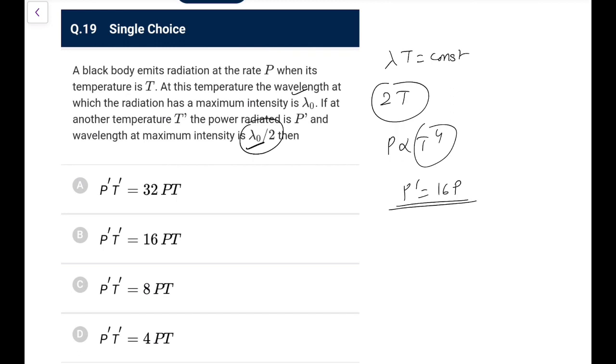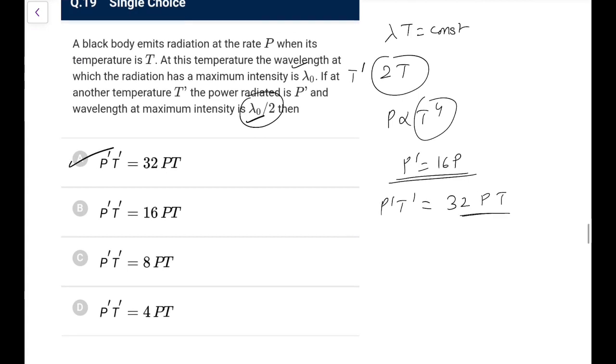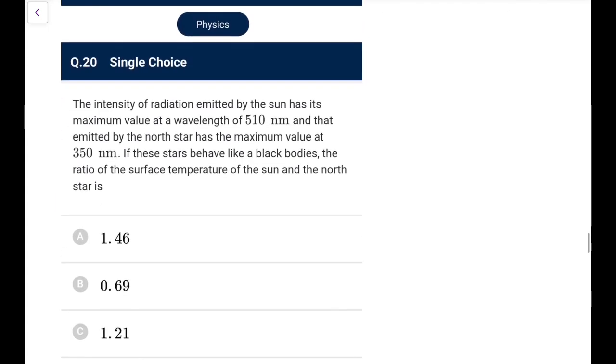So you can say the new power P dash would be equal to 16 times P. Now T dash is equal to 2T. So P dash T dash, if I do that, would be 32 times PT for sure. So only the first one is looking correct on the first look.